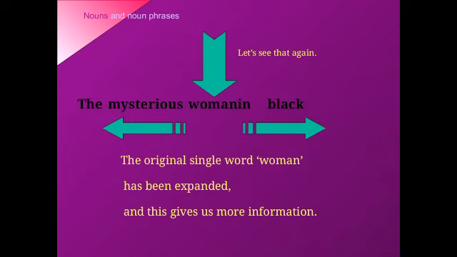So the woman is wearing a black dress. That is what the phrase gives you the idea, isn't it? So the woman is mysterious. She is some kind of a secretive person, and that person is wearing a dress which is of which color? Black. So you get the idea about this noun, woman, from this noun phrase.